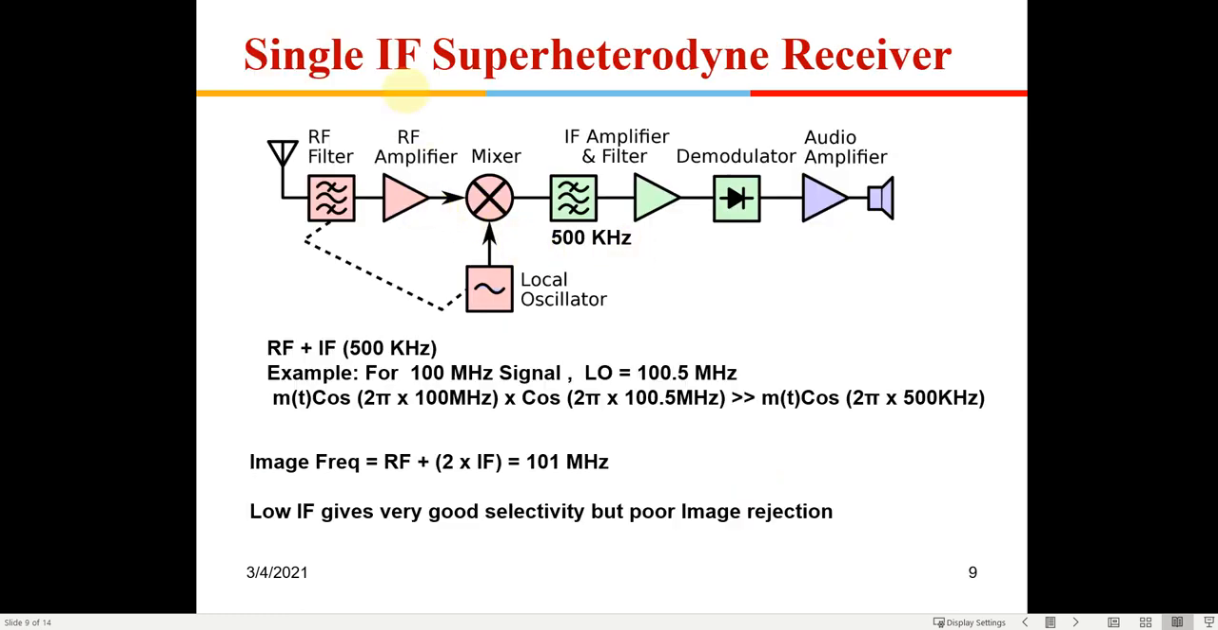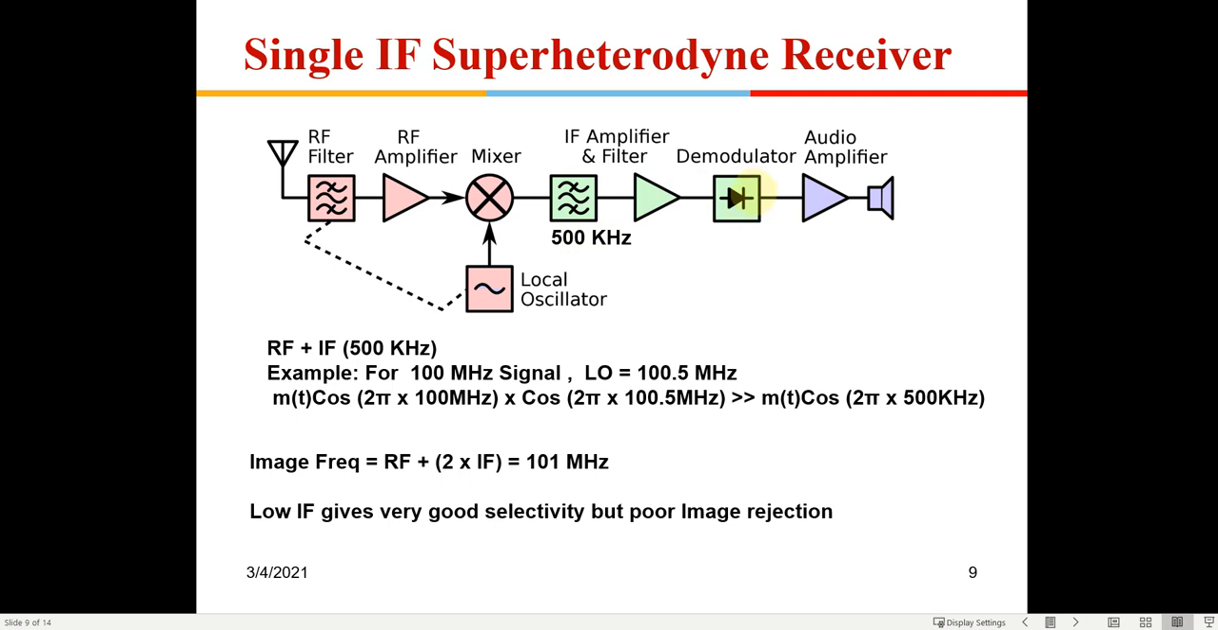What I can do is use what is known as a superheterodyne receiver, which takes advantage of these two concepts which we have just learned. Suppose I have an RF filter and an RF amplifier, then I have a mixer, a local oscillator, and then an IF at 500 kilohertz. This is a band pass filter known as the IF amplifier. So the IF frequency is 500 kilohertz, which is amplified and demodulated.